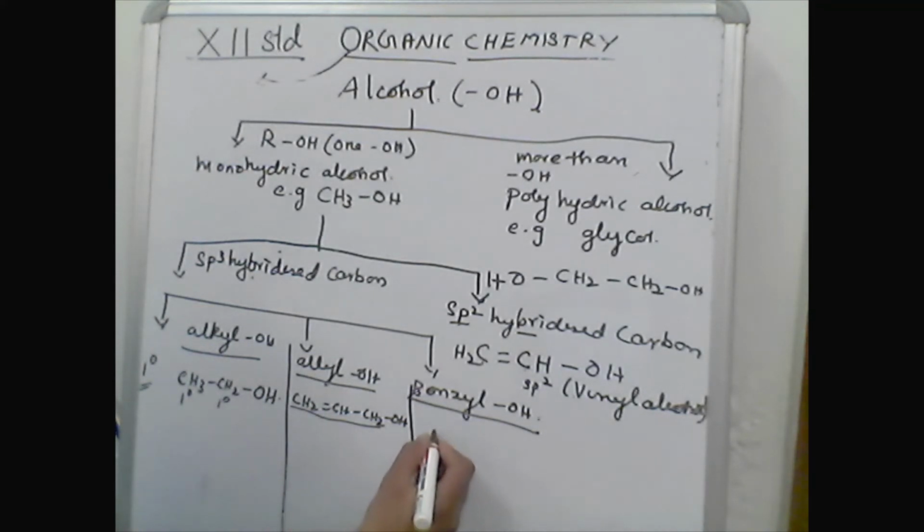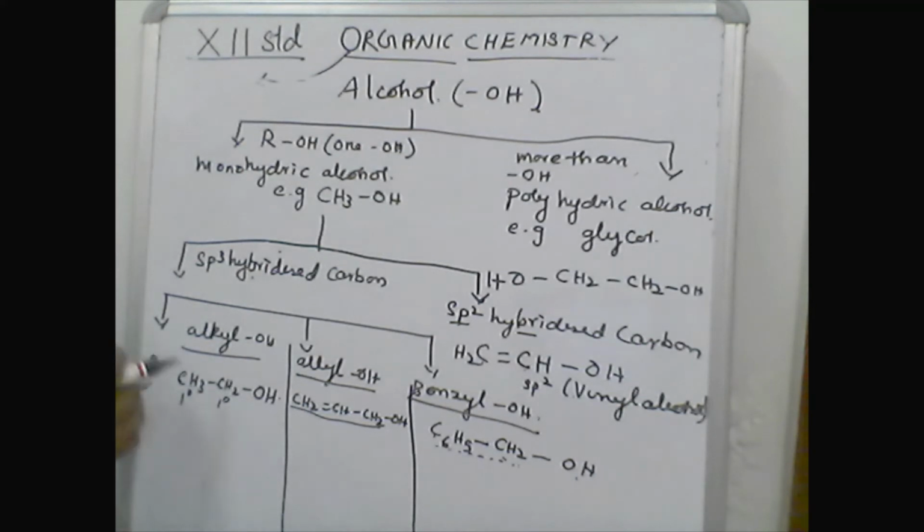And what about benzyl? The benzyl group needs a benzene, C6H5 phenyl, and it should be CH2. This is the benzyl group. The OH is again attached to a primary carbon, because the primary carbon is directly attached to only one carbon, the phenyl carbon, right? Similarly, we can write for the secondary carbon as well.